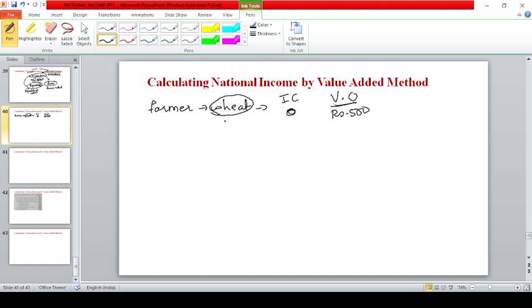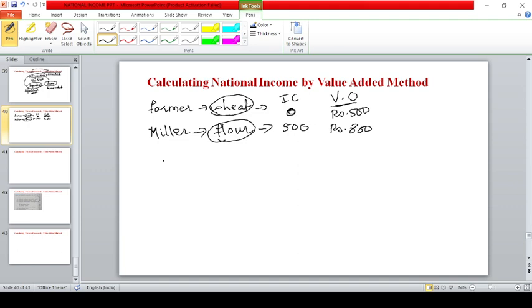Okay, now this wheat is further purchased by a miller. So this wheat becomes intermediate consumption. Okay, and this wheat is further processed into flour. So what was the value of wheat over here? The value of wheat was 500. So intermediate consumption, that is the raw material you can say, has been used in order to produce what? Flour. Okay, so when you use this intermediate consumption, you produce flour, which, take for example, was of rupees 800.